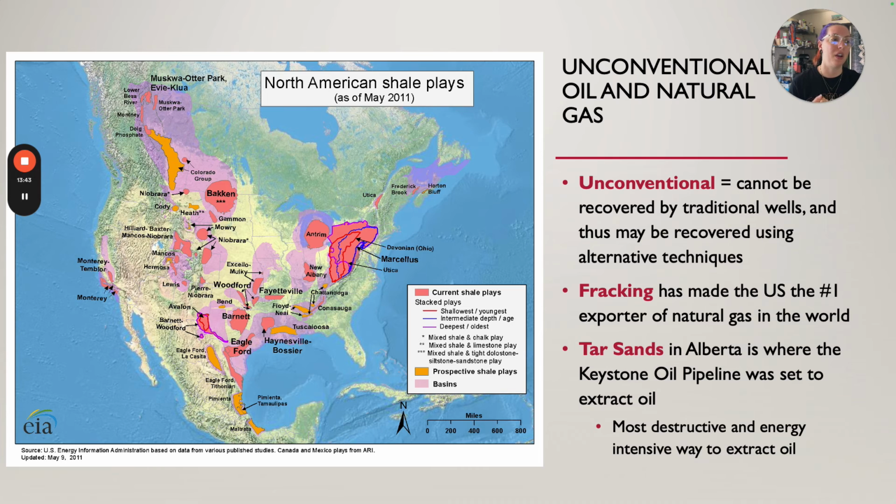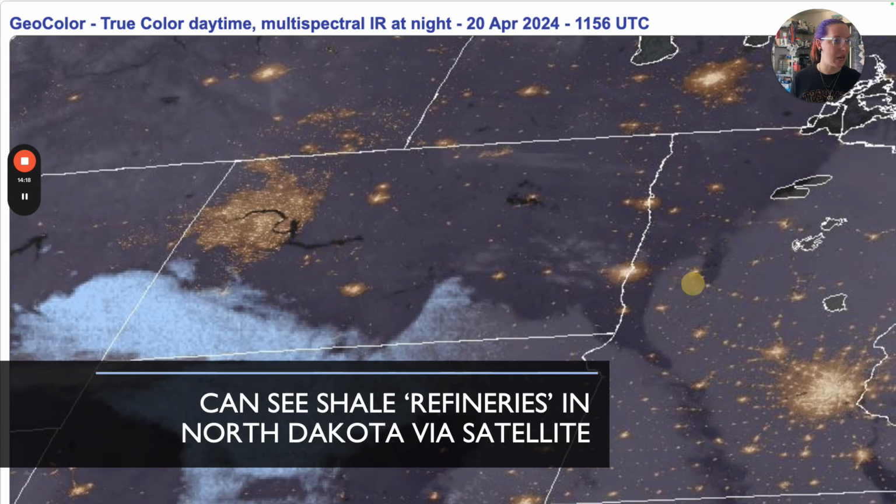Yay. And then another way is through tar sands, which are up in Alberta, kind of up in this area here. And if that sounds kind of familiar, that is where they were likely to go from. The Keystone oil pipeline was to originate basically in the tar sands up in Alberta, Canada. Tar sands are the most destructive and energy intensive way to extract oil. There's a lot that goes into it. I highly recommend looking further into that type of extraction if you want to learn more about it.